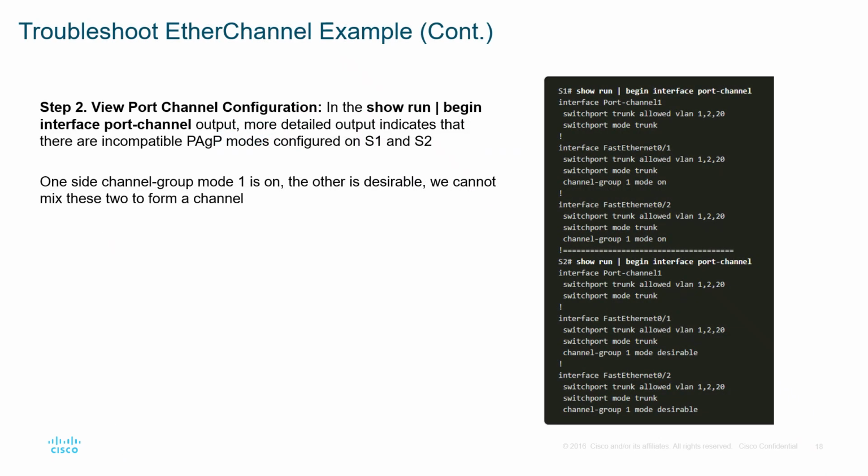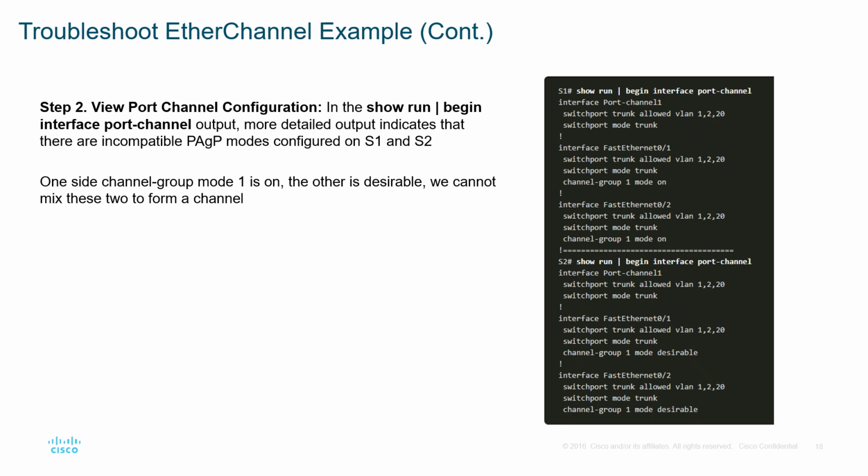View port channel configuration. In this port channel configuration, you want to compare. So, show run, use your pipe symbol, begin interface port-channel. I can see interface port-channel 1 on switch 1 is allowing VLANs 1, 2, and 20, and it is in switchport mode trunk. When I look at my two individual interfaces, they also have the same allowed VLANs 1, 2, and 20, and they are also in trunk. And I see that the channel-group 1 mode is on.